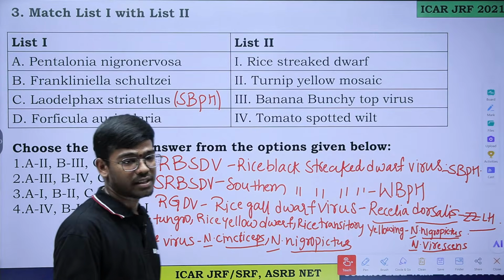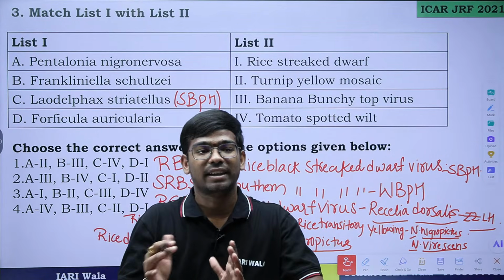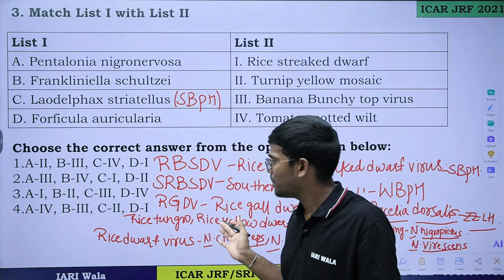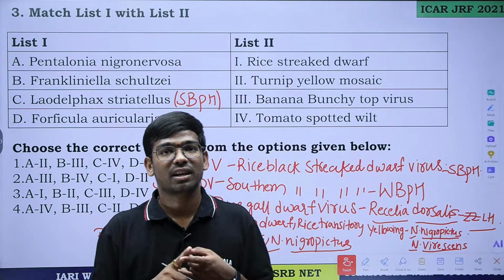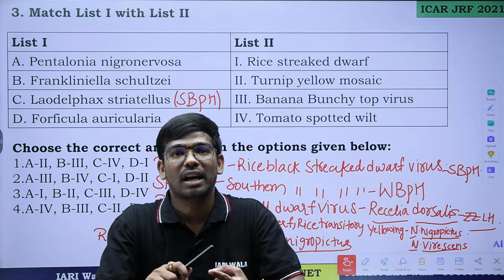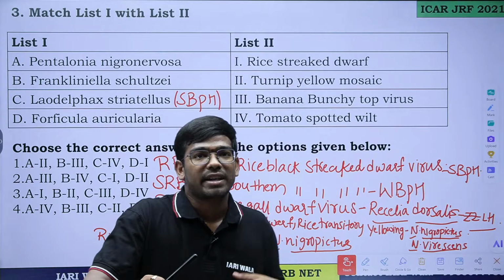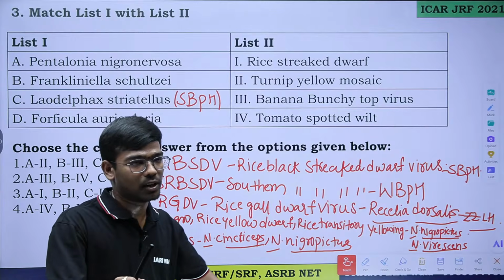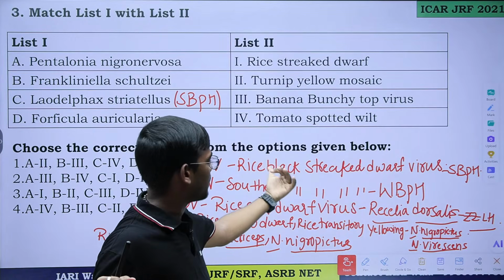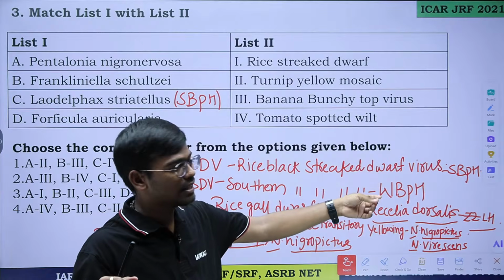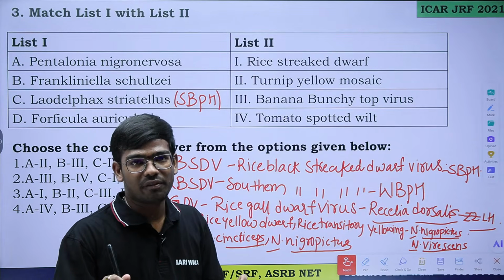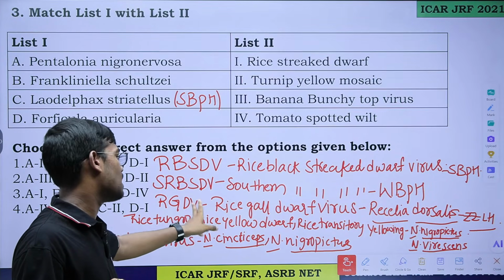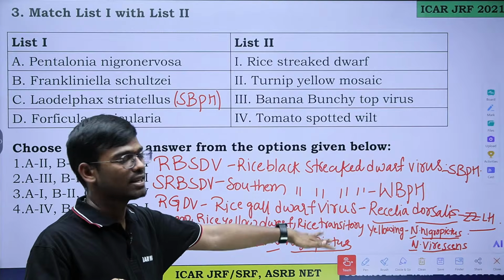So here I was discussing the rice diseases and their vectors, the few major important diseases. The first one is RBSDV, rice black streaked dwarf virus, and the next one is SRBSDV, southern rice black streaked dwarf virus, which is transmitted by WBPH, the white-backed planthopper Sogatella furcifera. RBSDV is transmitted by SBPH, the small brown planthopper Laodelphax striatellus. Here we can see the names. And the next one is RGDV, rice gall dwarf virus, transmitted by Recilia dorsalis, the zigzag leafhopper.